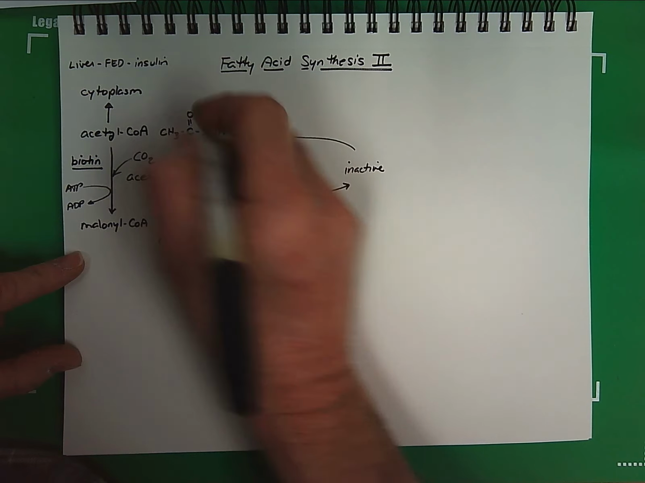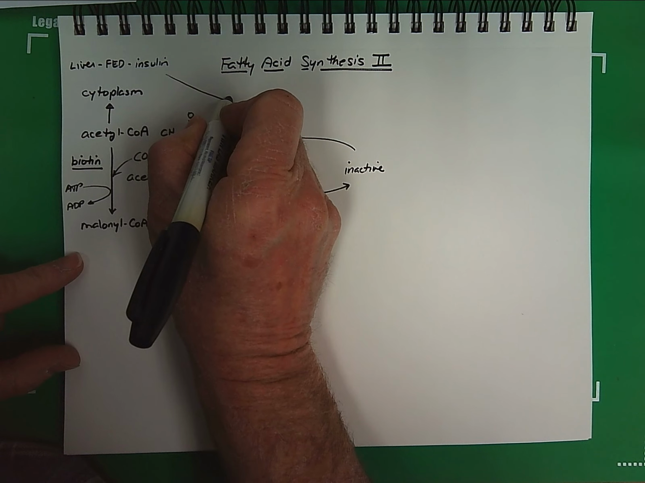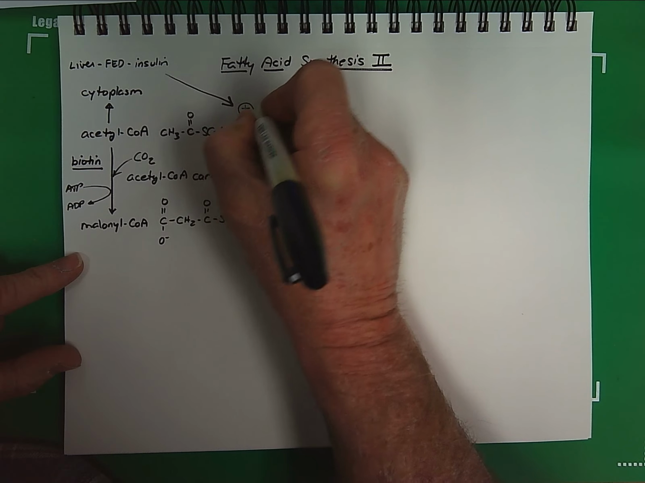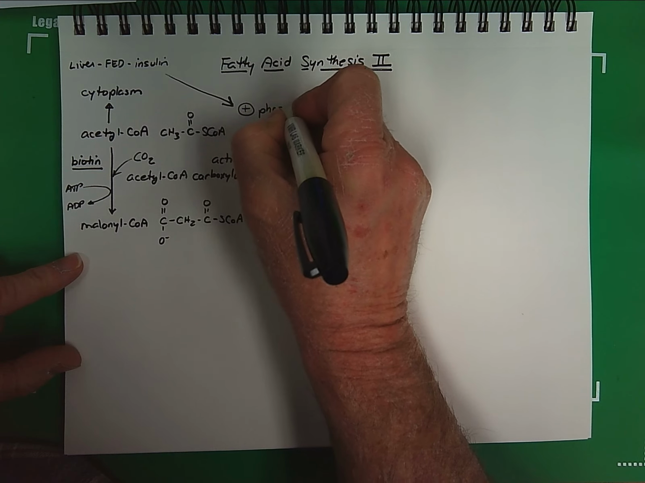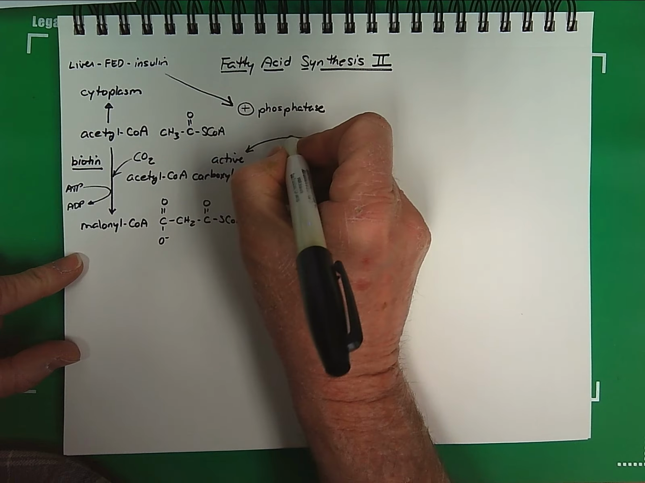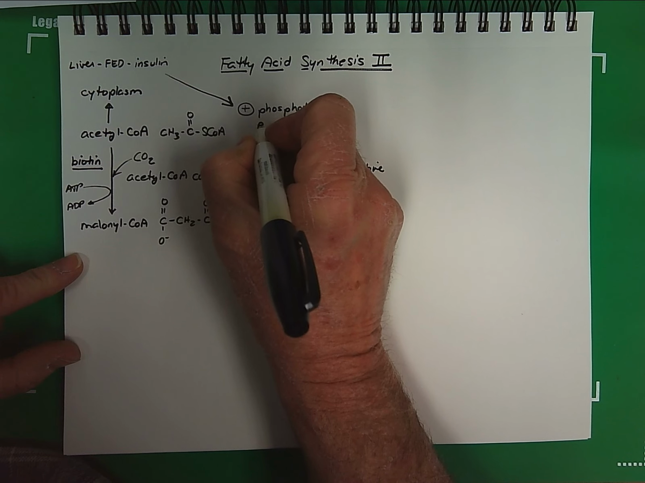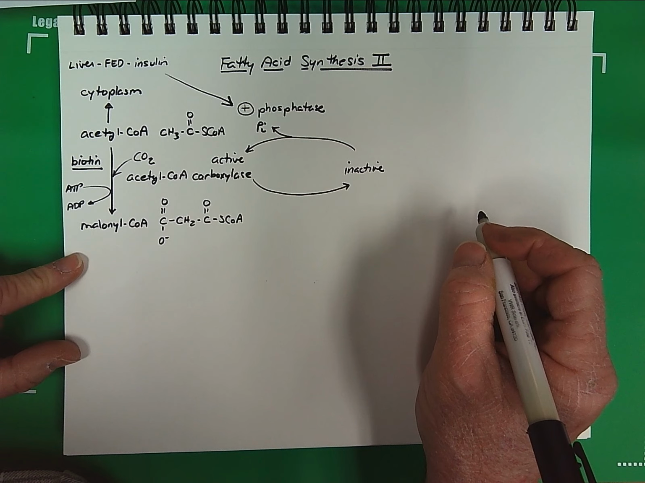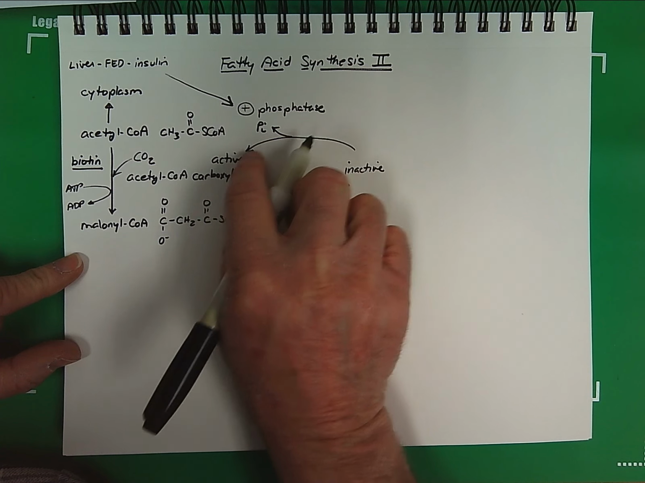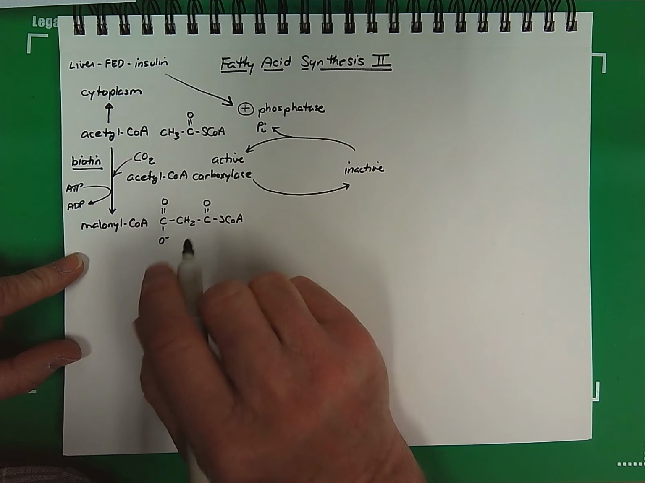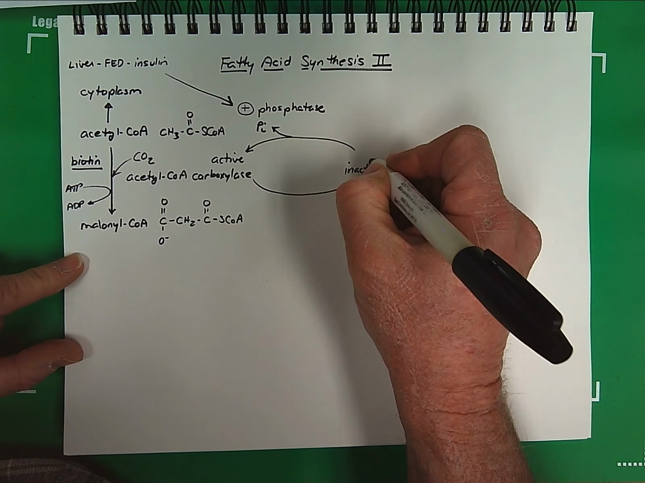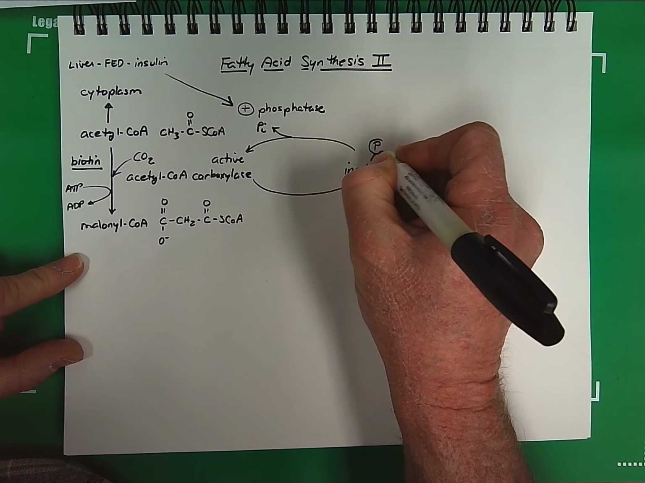So under the case of insulin signaling, the insulin is going to activate a phosphatase. The phosphatase, of course, will remove an inorganic phosphate. Once this happens, the acetyl-CoA carboxylase enzyme will become active from the inactive state. So this means that the inactive state must be phosphorylated.